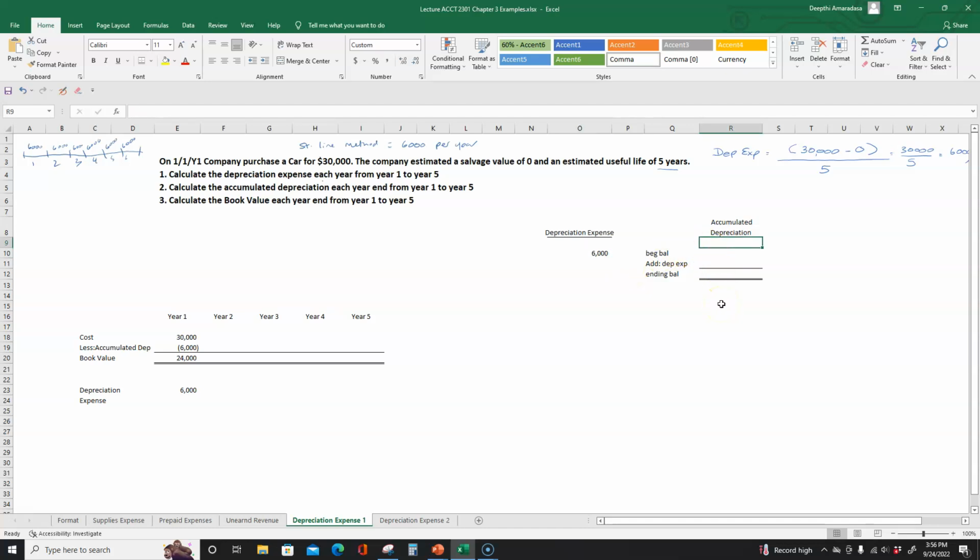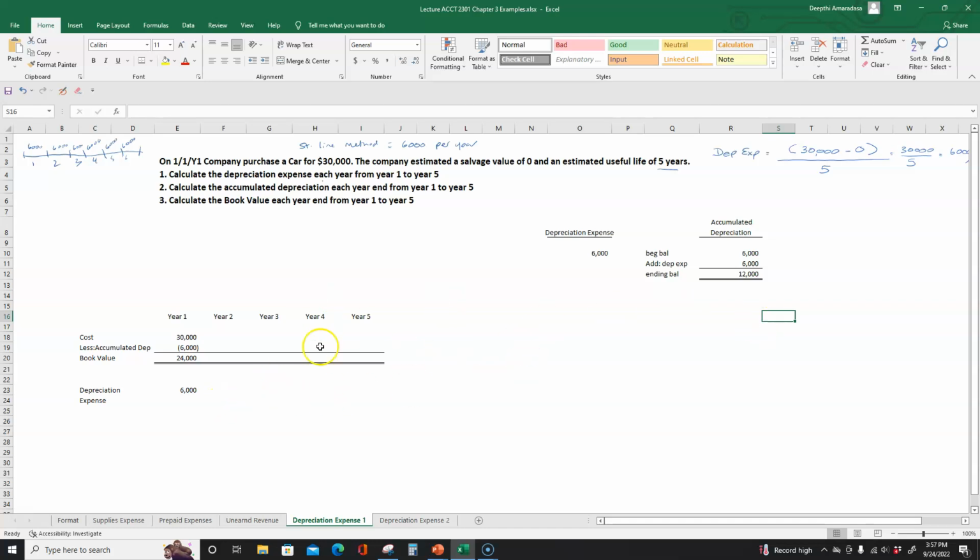Accumulated depreciation does not reset. It stacks up every year just like the other balance sheet accounts. So we had a beginning balance which is the same as last year's ending balance. We had a 6,000 balance. We added another 6,000 for year two's depreciation. So the ending balance of year two accumulated depreciation is now $12,000.